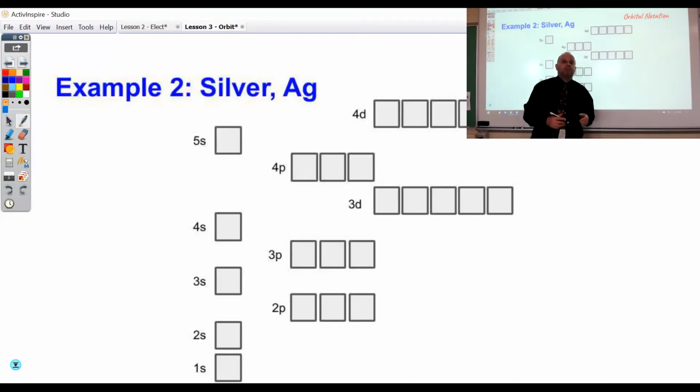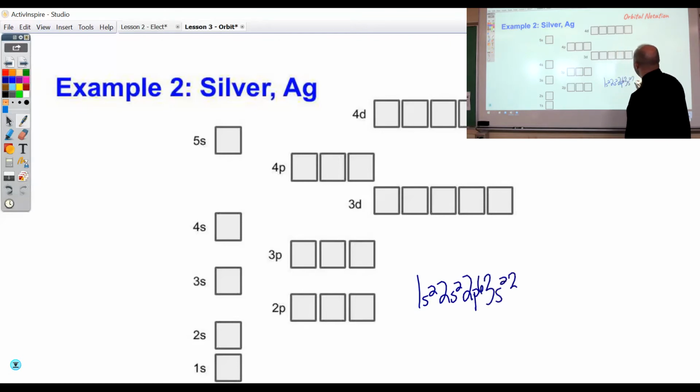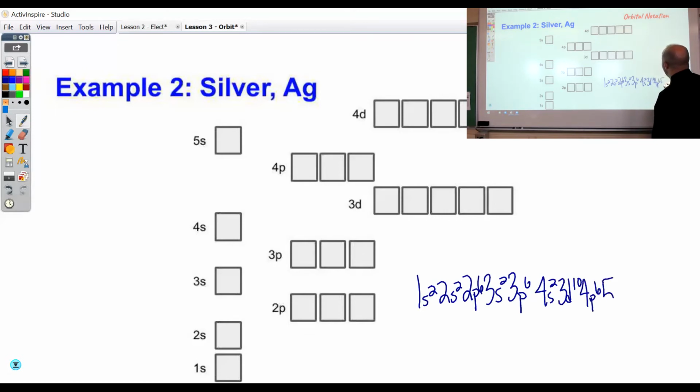I picked silver as our second example because it's one of our exceptions to the rule. So if you have an example like silver, remember that when you're writing the electron configuration out, we change what we expect in order to get, in this case, a completely filled sublevel. So we have 4s2, 3d10, 4p6, and we wind up with 5s1, 4d10.